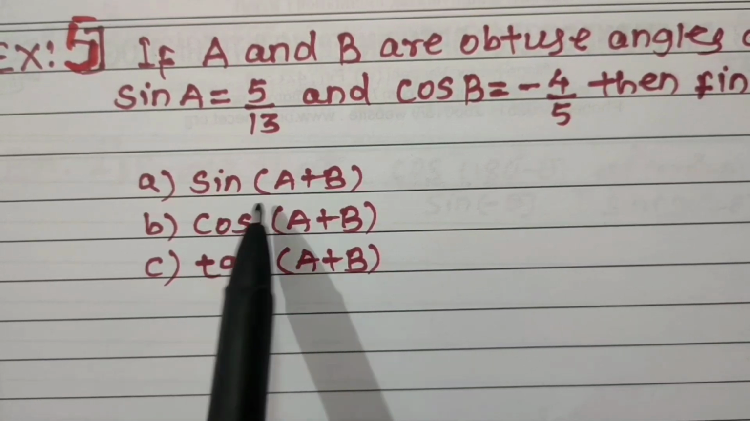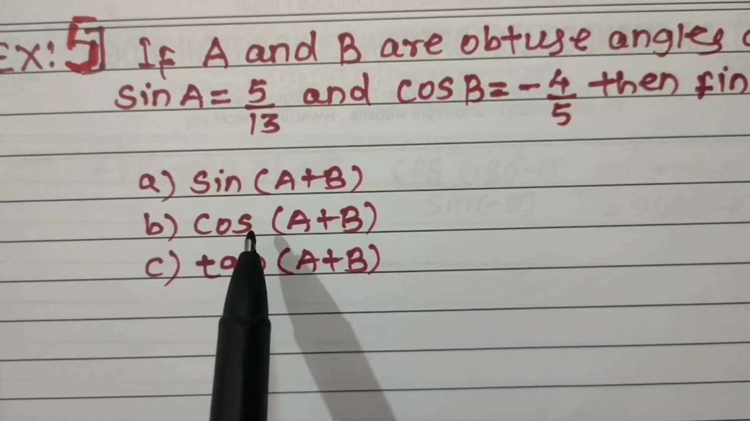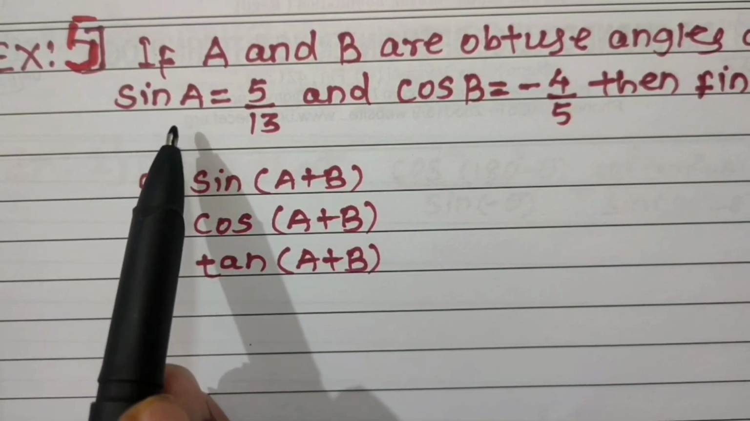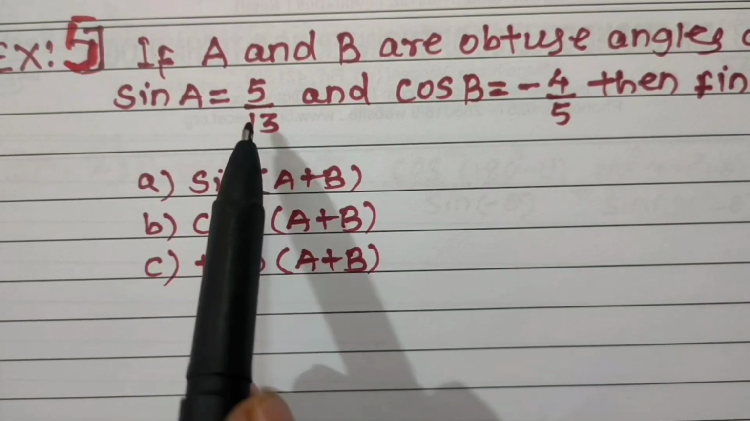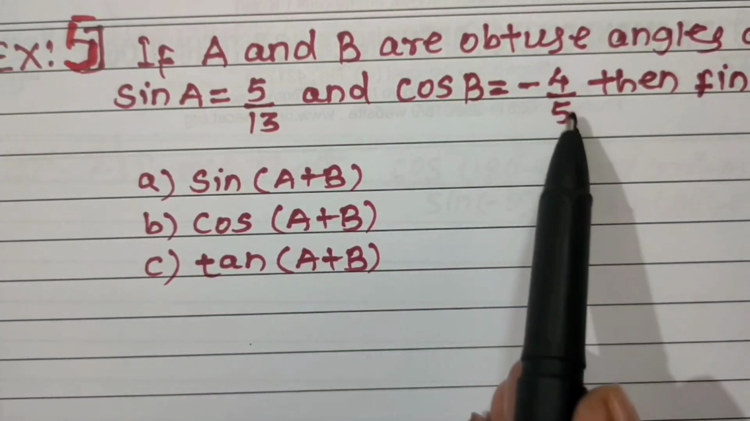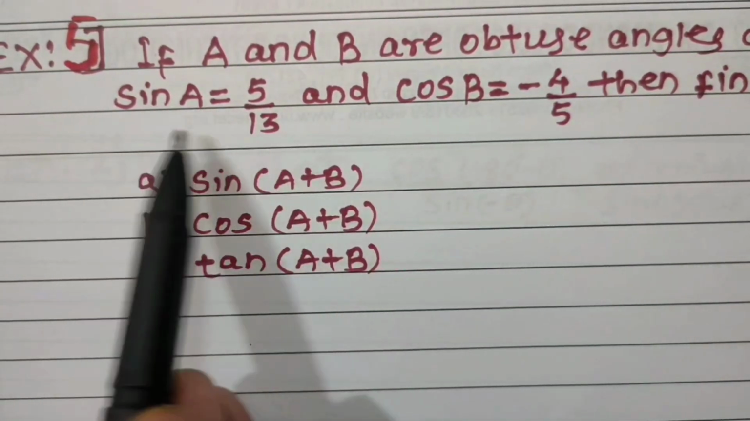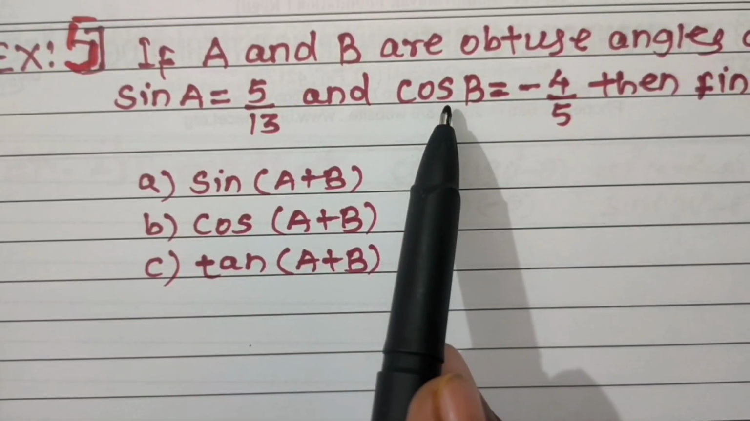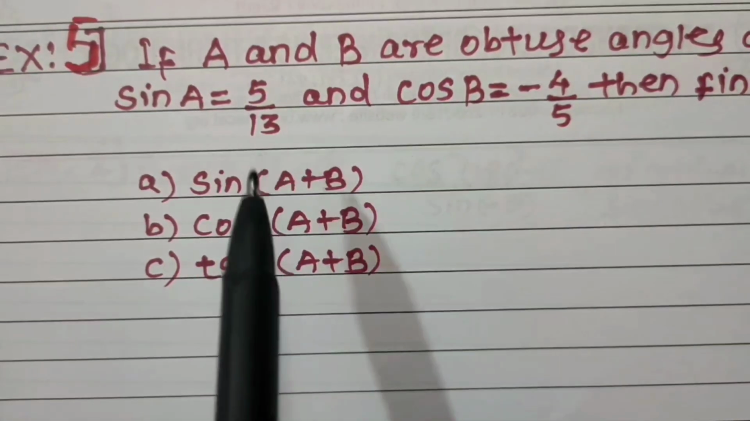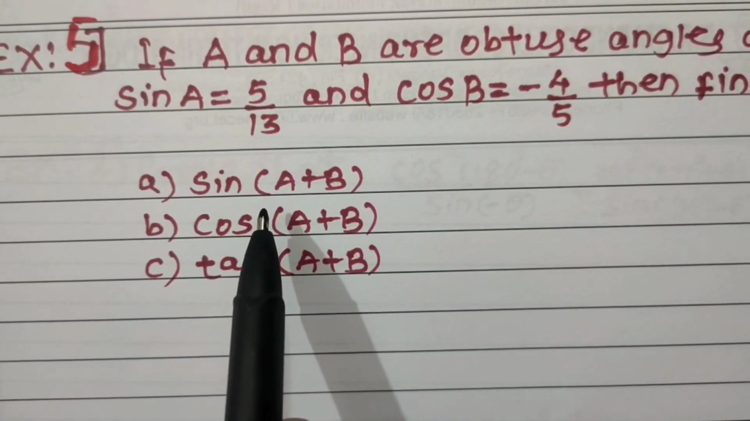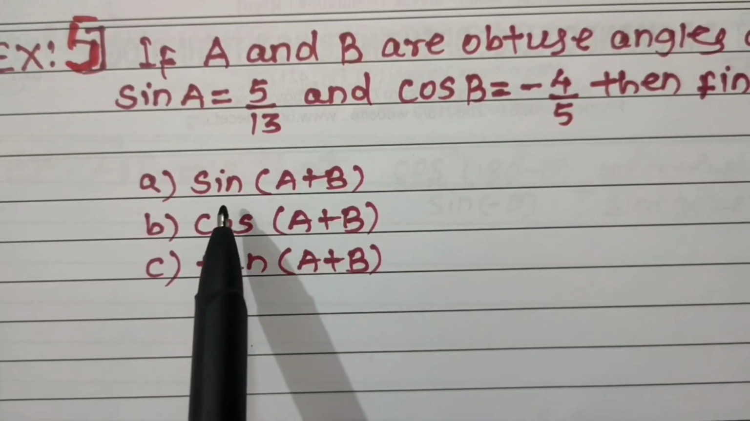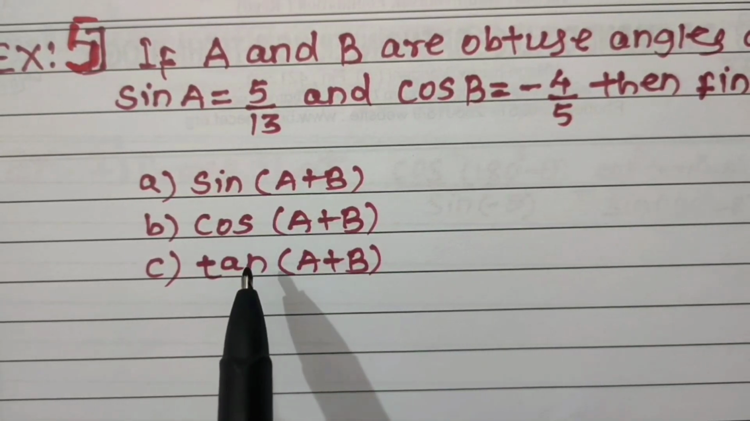Okay, so we have to find out these trigonometric ratios, and what is given? Sine A is equal to 5 upon 13 is given, cos B is equal to minus 4 upon 5 is given. From this we have to find out cos A. From this we have to find out sine B, and then you can use the formulae for compound angles, and easily you can find these trigonometric ratios.